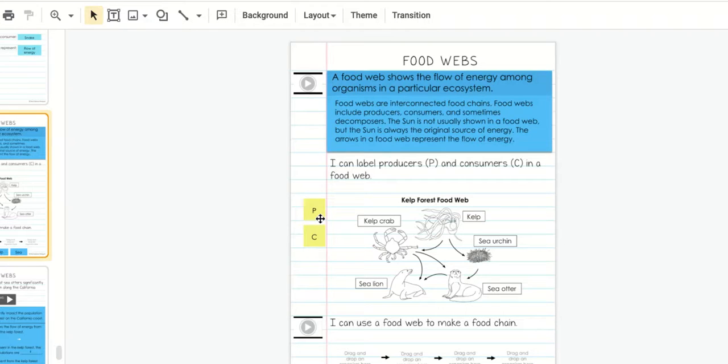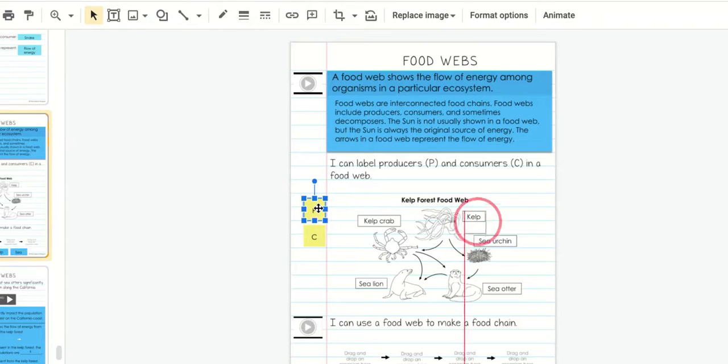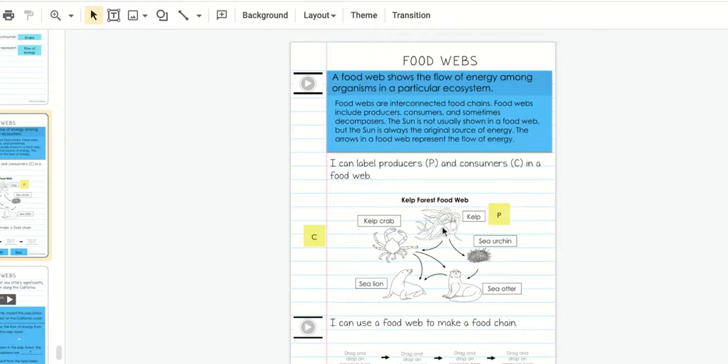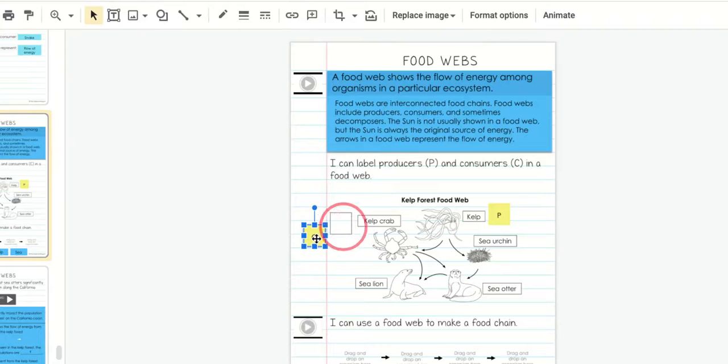So let's label them as producers and consumers. Kelp is going to be a producer. Kelp is basically our producer, our plant of ocean life, and that producer is what starts off our energy. We can see that nothing has arrows pointing to the kelp, right? The kelp doesn't eat anything, but instead we've got arrows pointing away from the kelp to the kelp crab and the sea urchin, meaning that the kelp crab eats kelp and the sea urchin also eats kelp. So the kelp crab would be a consumer because it's eating the kelp, and the sea urchin would also be a consumer because it's eating the kelp.